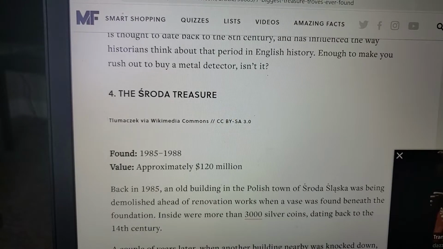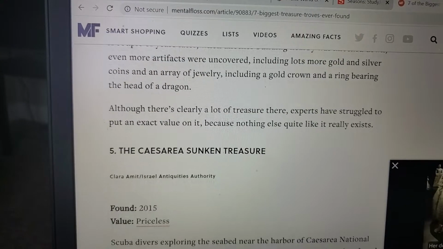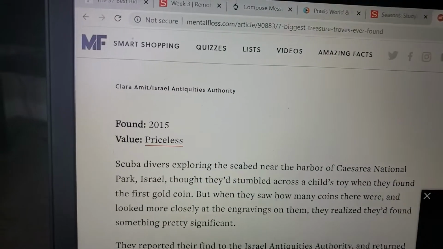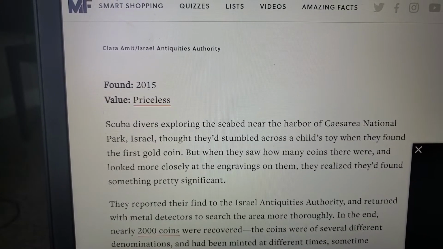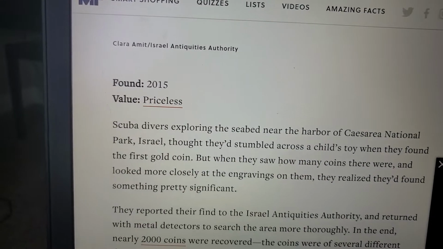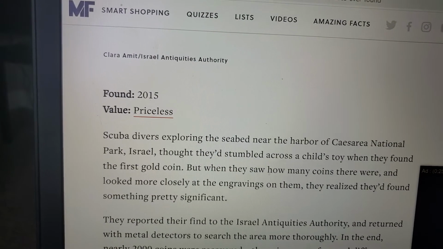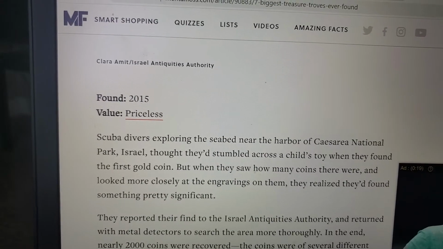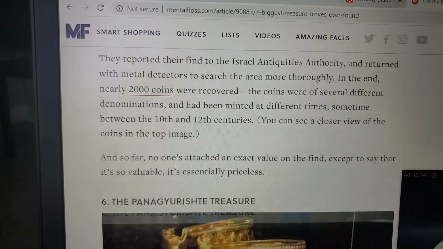This has actually been found in like Bulgaria and other places. There's some more down here. The sunken treasure. We find treasures under the sea as well. This was in 2015, and scuba divers were exploring the seabed near, it looks like a national park in Israel, and they stumbled across what they thought was a child's toy. And it turned out that they had actually found a gold coin, and they saw how many were there. This had obviously been a ship that had been wrecked, and all of these coins that had been minted from different times had been found.